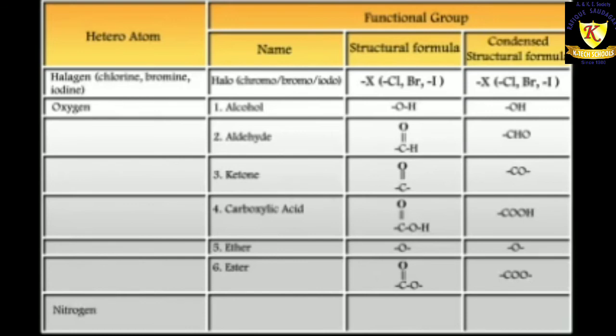The next heteroatom, nitrogen. In this we have amines, whose structural formula is N bond H, and condensed structural formula is NH2. Got it, children? Okay. Now, homologous series.